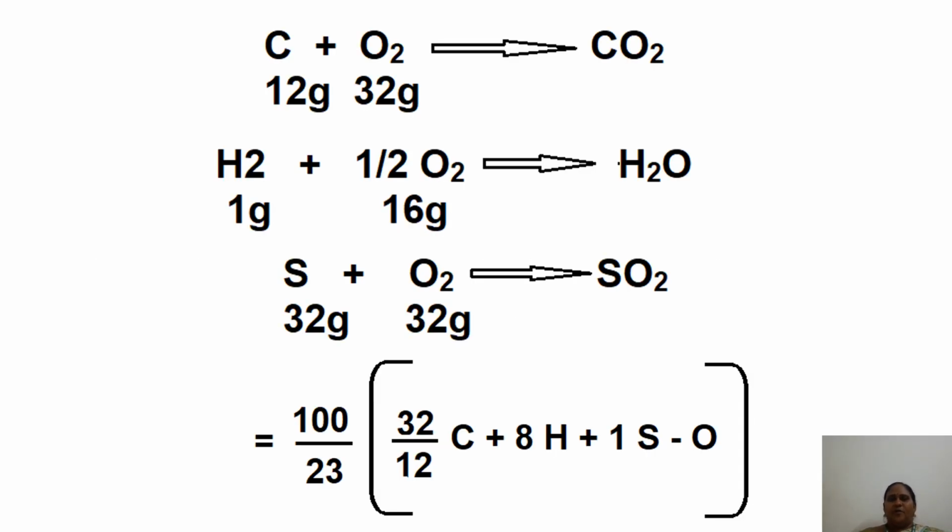Write down the combustion reaction. Carbon with oxygen forms carbon dioxide. Hydrogen with oxygen forms water. Sulfur with oxygen forms sulfur dioxide. Balance the equation, and finally we can write down the formula as 100 by 23 into 32 by 12 into carbon plus 8 into hydrogen plus 1 into sulfur minus oxygen.